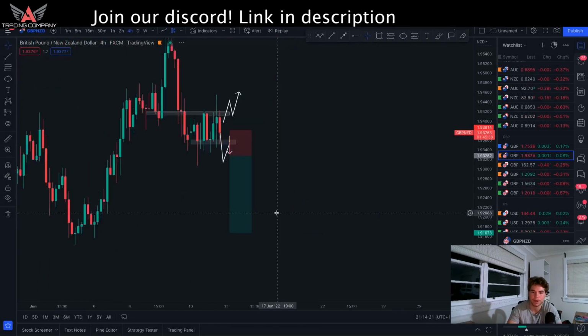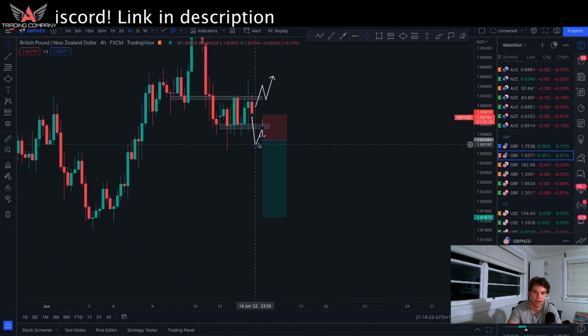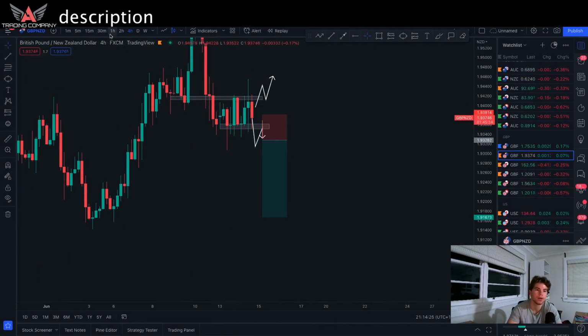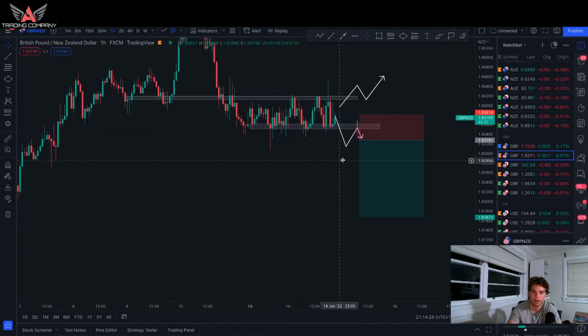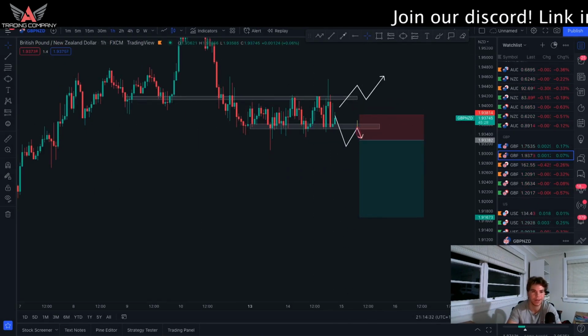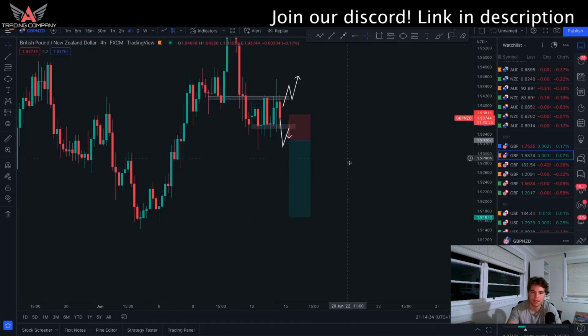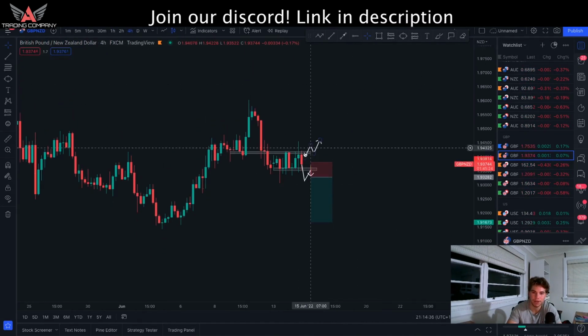Because we have the structure creating a lower low, a lower high. We have the 1H creating new lows, new highs. We have the momentum shift, the rejection. It's all there. Okay, same thing goes if we break above to the top.